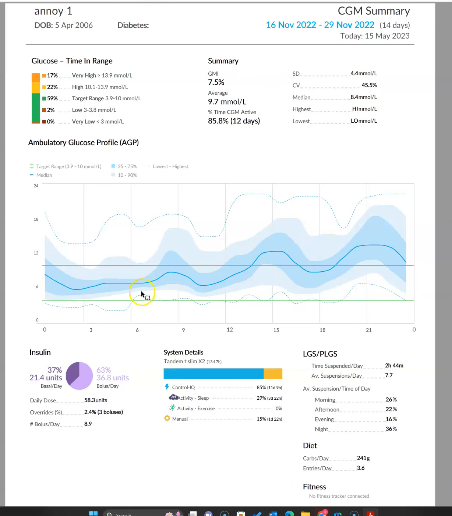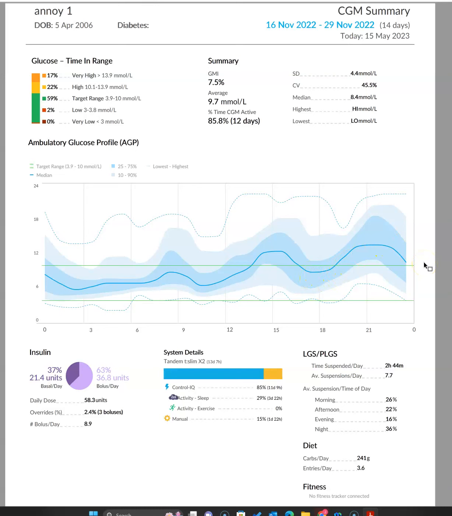The CGM across the middle gives us an idea that obviously Control IQ is doing its job overnight. Breakfast doesn't seem to be a problem. Where the problem seems to kick off is after lunchtime. There's something going on at lunchtime where the glucose values are generally going quite high and not coming back down. And again here, going high after the evening meal.